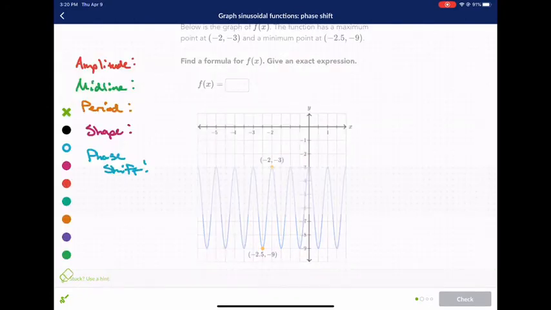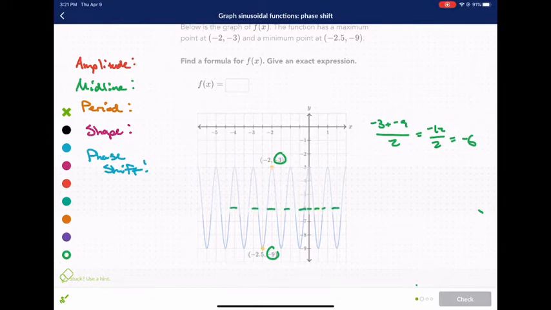Looking at our graph here, let's try to find the midline. If you remember, there's a formula. We have a maximum and a minimum, and we're going to average those two. So I've got a max of -3 and a minimum of -9. Average them: -12 over 2 is -6, which is that midline. It's like an average between the max and the min. So we'll draw a nice horizontal line, midline at -6.